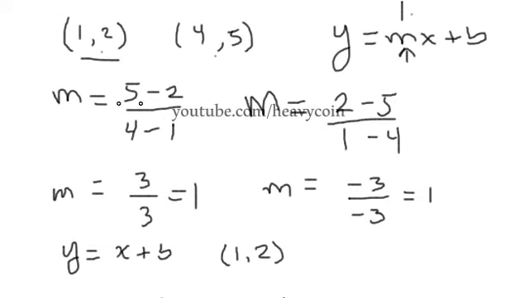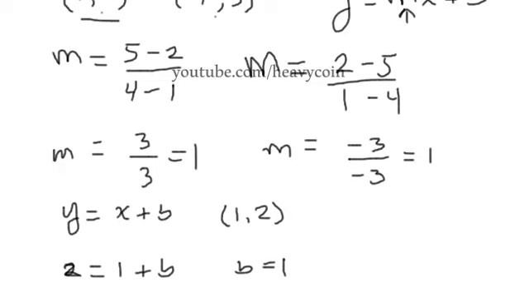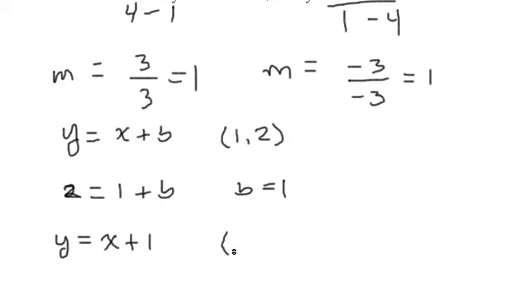Let's check it. So remember what our points were, it was (1, 2) and (4, 5). So 1, 2 is one of our points, and 4, 5 is the other. So if I were to plug 1 into this, 1 plus 1 is 2. Okay, so that checks out. Now let's plug 4 in. 4 plus 1 is 5. So that checks out too.